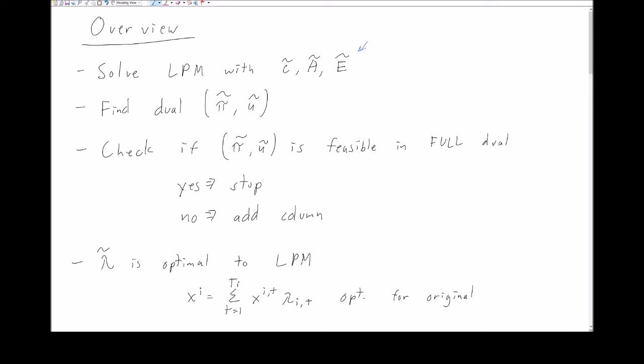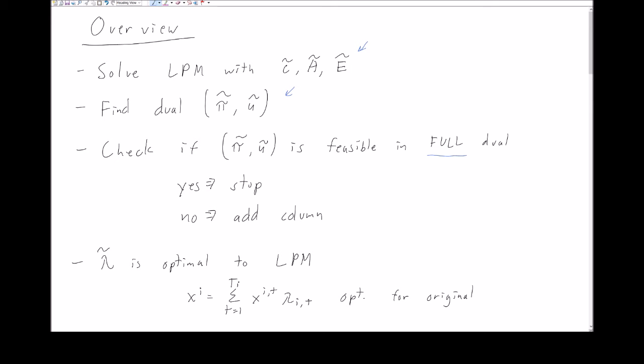The general overview of our column generation technique is that we're going to solve the restricted linear program master problem with these tilded quantities. Associated with this linear program master solution is going to be a dual solution. This is the dual solution to our restricted linear program master. We denote this by putting a tilde on the pi and the mu. After we have this pi and this mu in hand, we check to see if this dual solution is a feasible solution to the full dual program.